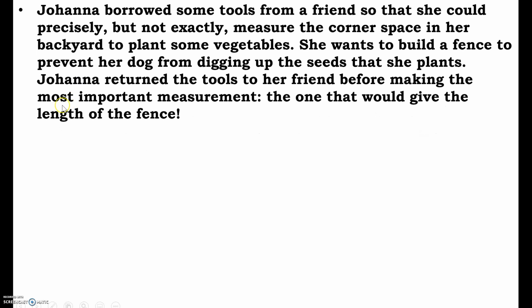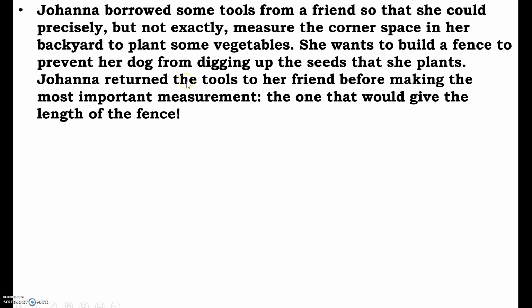So today we're going to talk about some application problems where a triangle is not a right triangle. So here's a word problem. Joanna borrows some tools from a friend so that she can precisely, but not exactly, measure the corner space in her backyard to plant some vegetables. She wants to build a fence to prevent her dog from digging up the seeds that she plants.